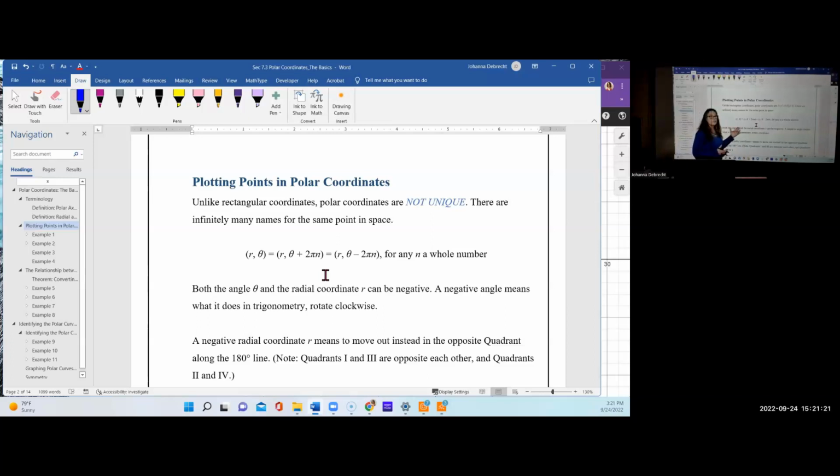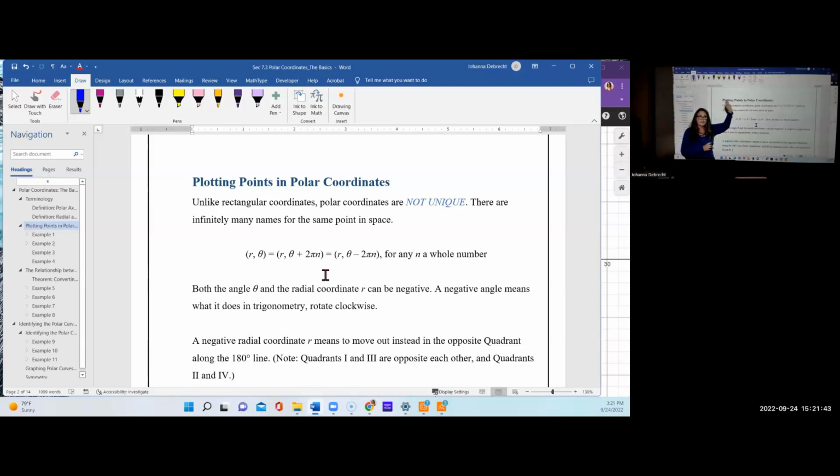Now, we've seen that the angle can be negative. What about having the radius be negative? And what does that even mean? And how can you have a radius of -3? Well, a negative angle means what it does in trigonometry. It means rotate clockwise. A negative radial coordinate, r, means that we instead move out in the opposite quadrant.